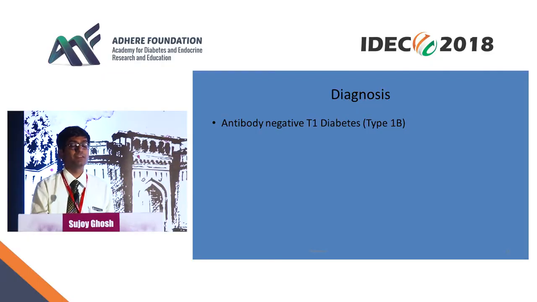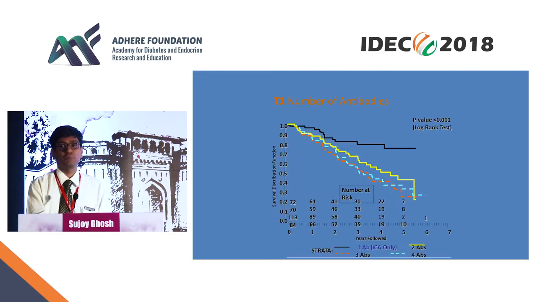So, he wasn't aware of the fact that there is something called antibody negative type 1 diabetes. Now, there is a lot of publications, including our own data, which is in the process of publication, that at least 40% of Indians with type 1 diabetes are antibody negative.